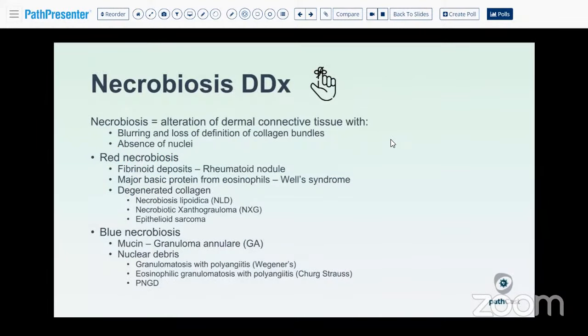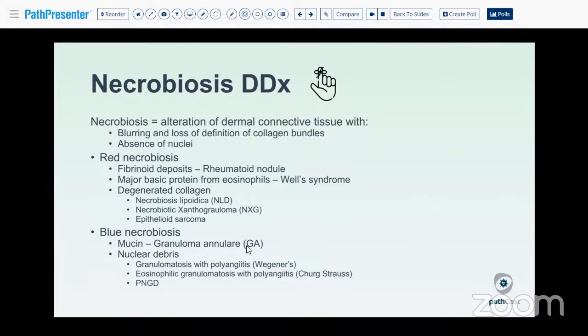Our necrobiosis differential, we can divide into two different patterns, red necrobiosis and blue necrobiosis. Remembering that necrobiosis is a blurring and loss of definition of the collagen bundles and absence of nuclei. Red necrobiosis can result from either fibrinoid deposits in rheumatoid nodule, from major basic protein from eosinophils in Wells syndrome, or degenerated collagen, like we see here in NLD, in NXG, and in epithelioid sarcoma, which is another important entity to remember on necrobiotic differentials.